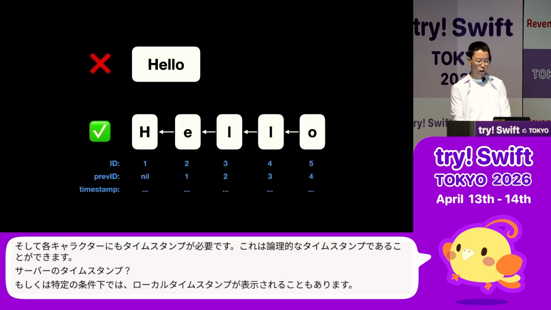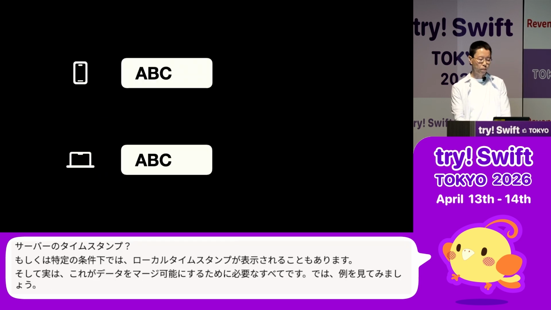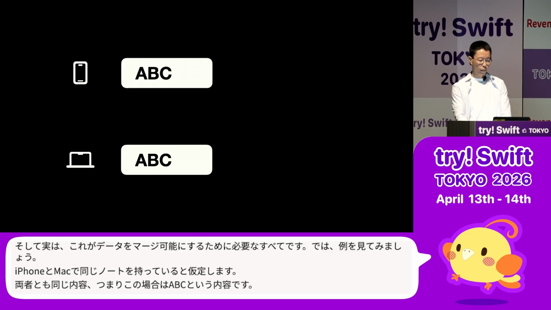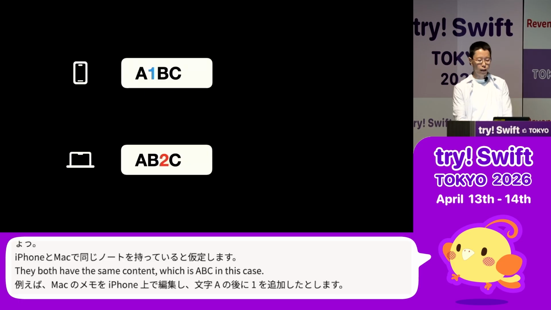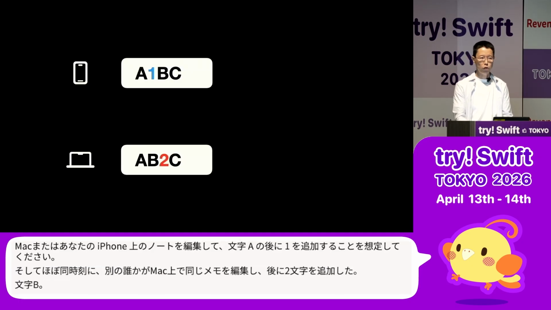So let's look at an example. Suppose you have the same note on an iPhone and a Mac. They both have the same content, which is ABC in this case. Suppose you edit the note on your iPhone by adding 1 after the letter A. And around the same time, someone else edited the same note on the Mac by adding 2 after the letter B. So how should we merge this?